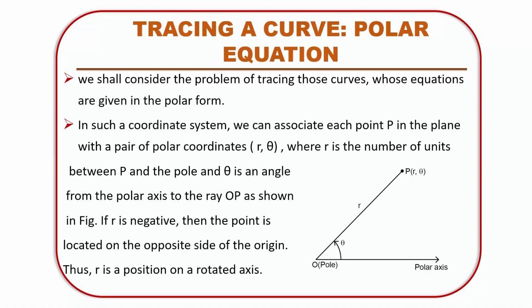The picture itself shows how you transform Cartesian coordinates to polar coordinates. Putting x equal to r cos theta, y equal to r sin theta, x square plus y square equal to r square, and tan theta equal to y by x, gives you a transformation from the coordinate axes to the polar axis.